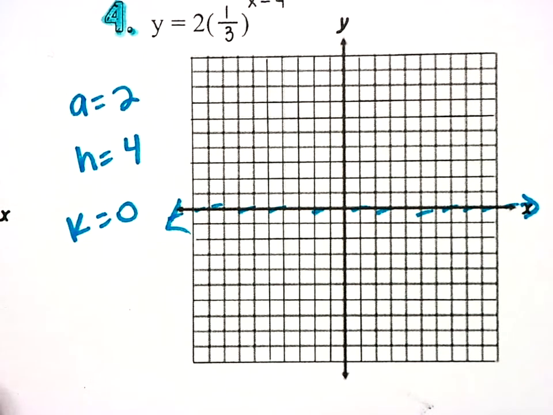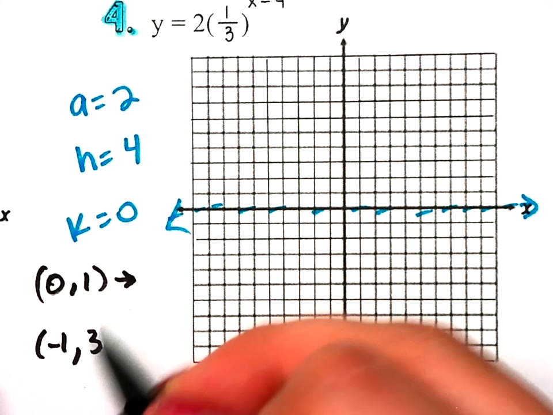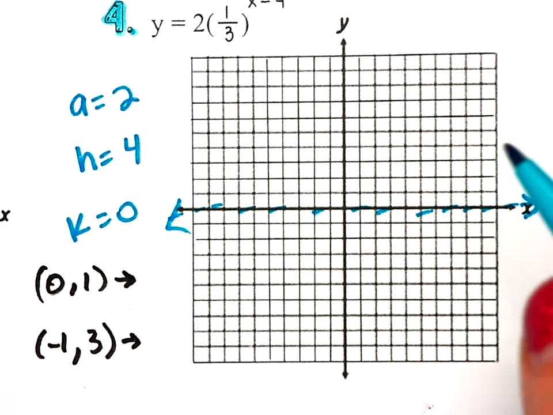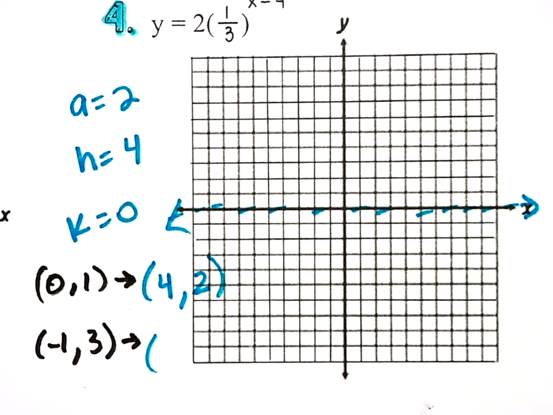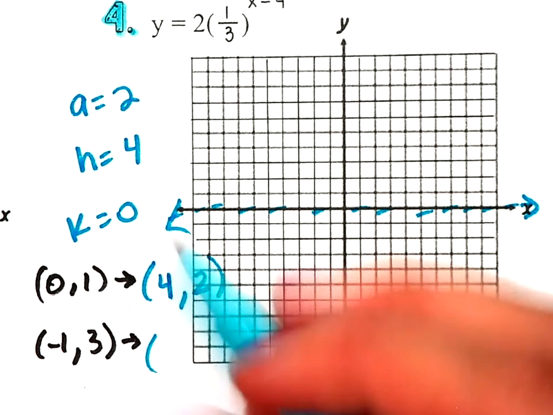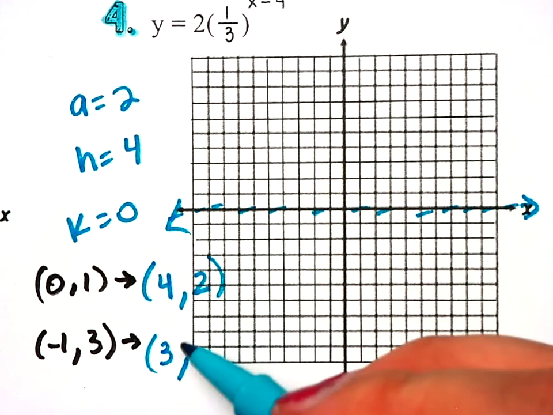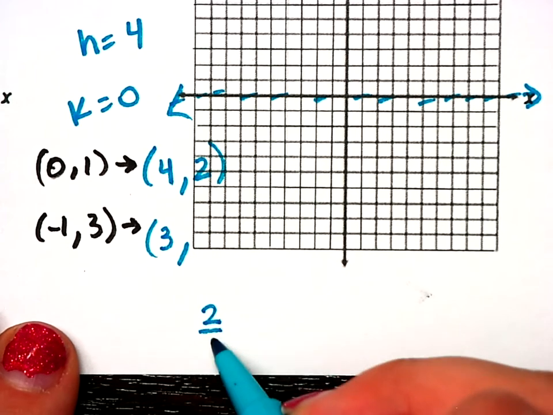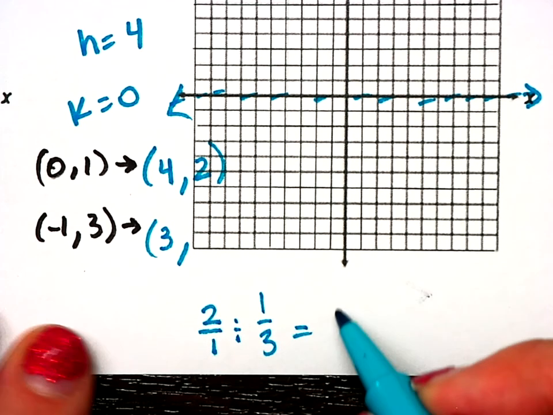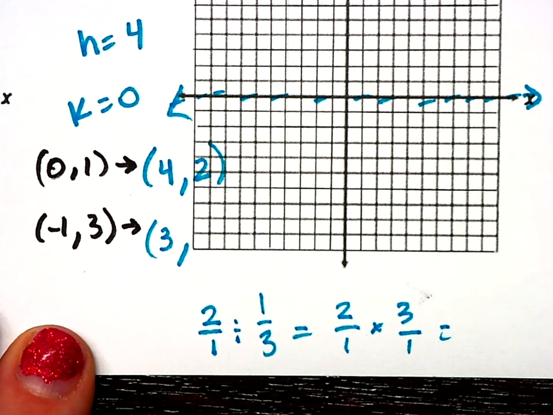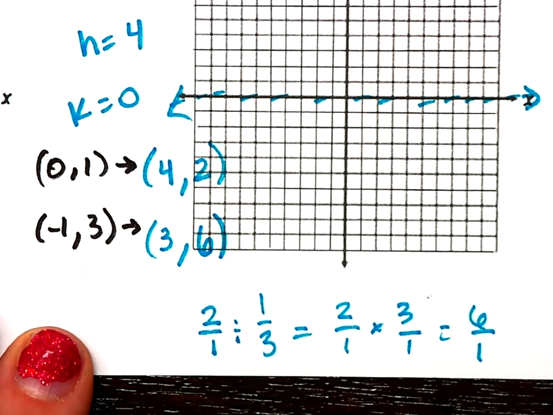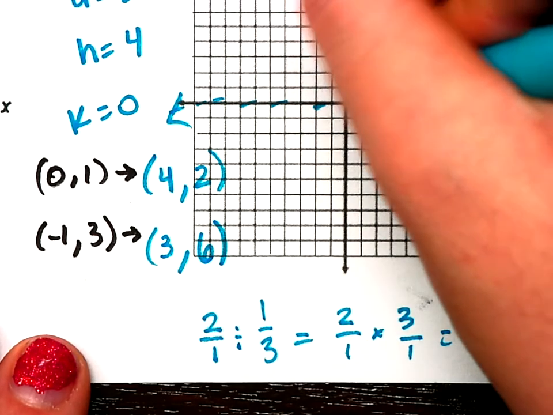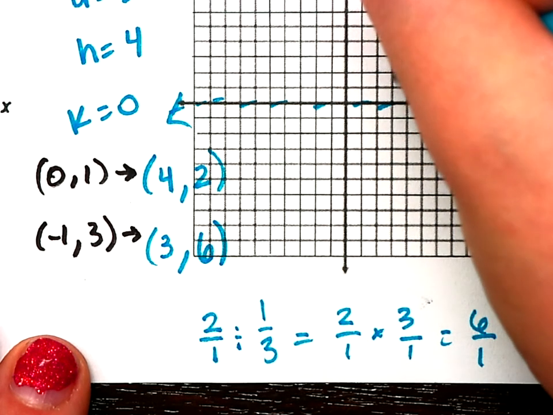All right, first point, 0, 1, and second point, -1, 3. Okay, so for this one, we've got 4, comma, and then when I do a plus k, that's 2. And then for this point, let's see, h minus 1. And then we do a divided by b. So down here, I'll do that math real quickly. 2 over 1 divided by 1/3 is the same thing as 2 times 3. So I've got a divided by b is 6, and then plus k. So it's just still 6. All right, guys, this point is 4, 2, and 3, 6.